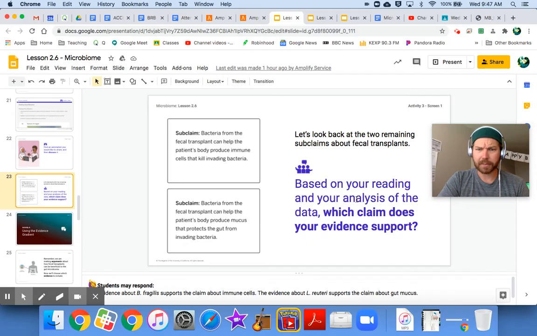And these 2 subclaims. So based on the experiment that you focused on and the bacteria that you read about, which of these subclaims does it support? It's not that one of these is wrong. It's just which of the subclaims did the evidence that you looked at support?